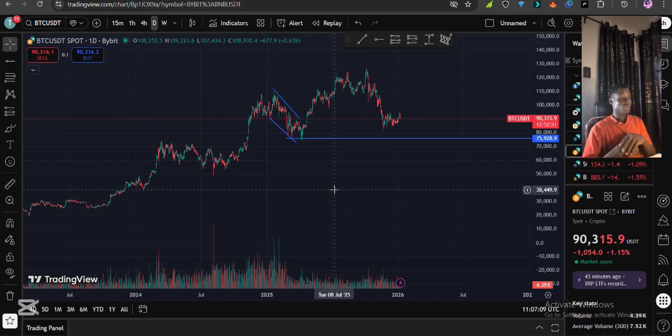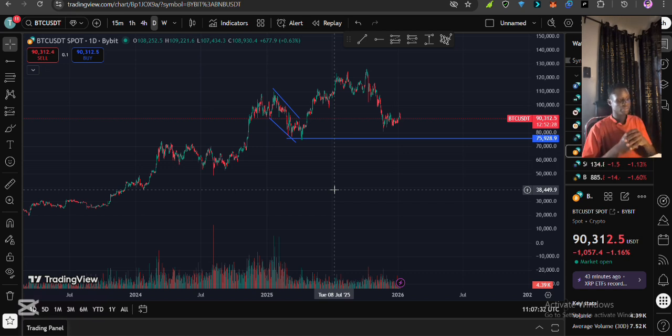Most times I don't use the 2 hours time frame. I make use of the daily time frame, the 4 hours time frame, and the 1 hour time frame, and 15 minutes for my entry because I'm a daily trader. So we'll be looking at the chart together today.